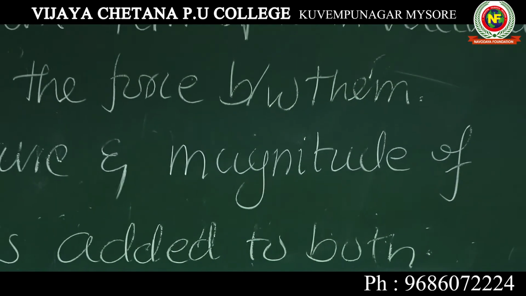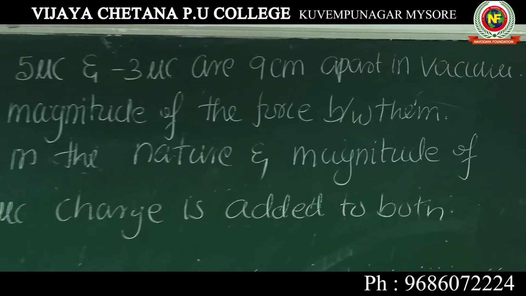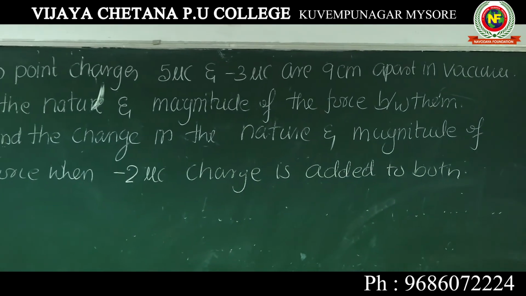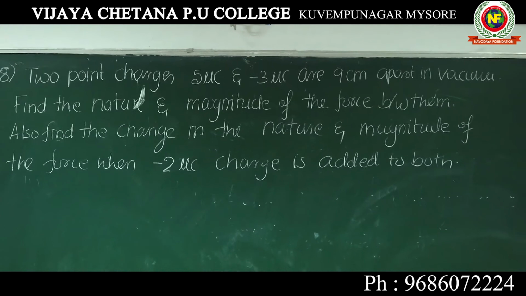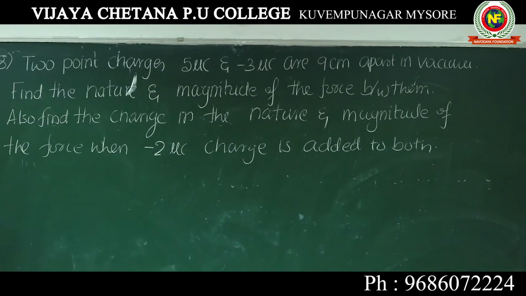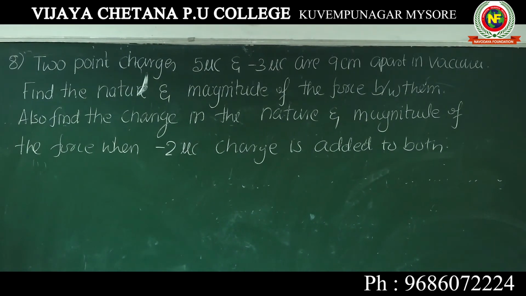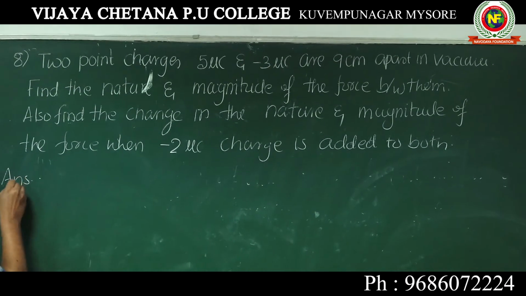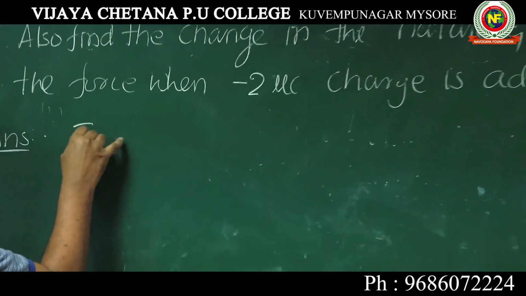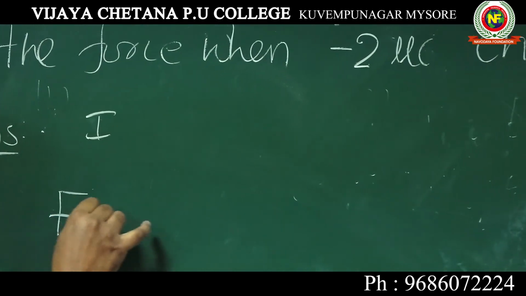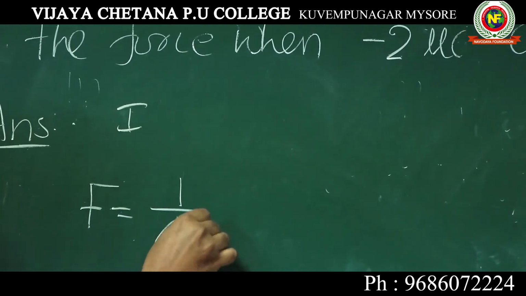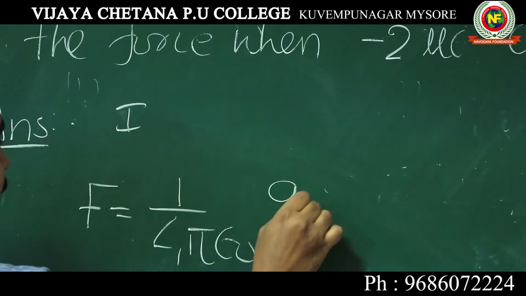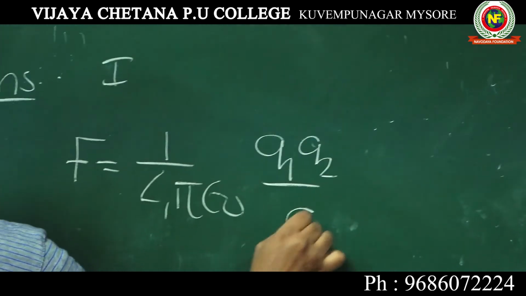Look at the question. There are two point charges, 5 microcoulomb and minus 3 microcoulomb. They are 9 centimeters apart in vacuum. We have to find out the nature and magnitude of the force between them. That is the first part of the question. First let us solve that first part. We have to find the force between two charges, which is given by 1 by 4 pi epsilon naught Q1 Q2 by d square.